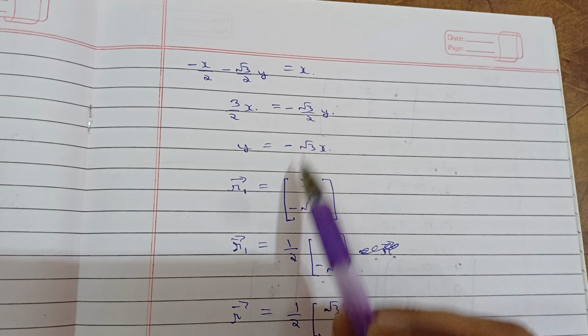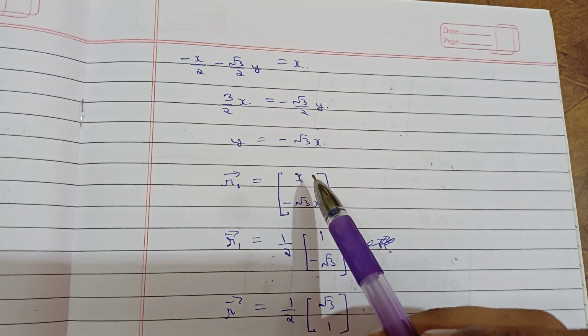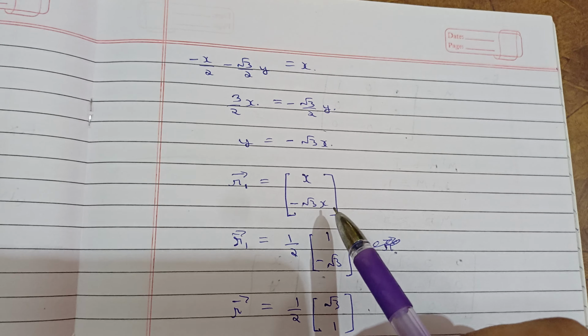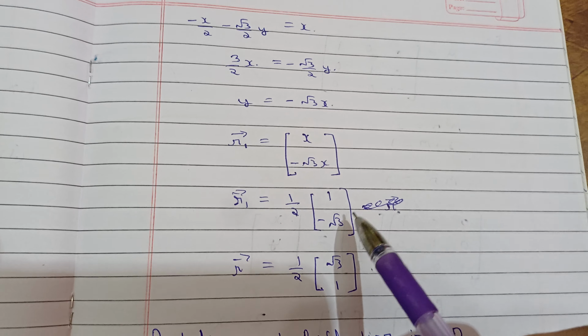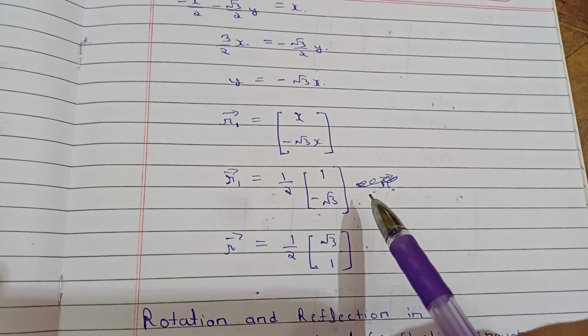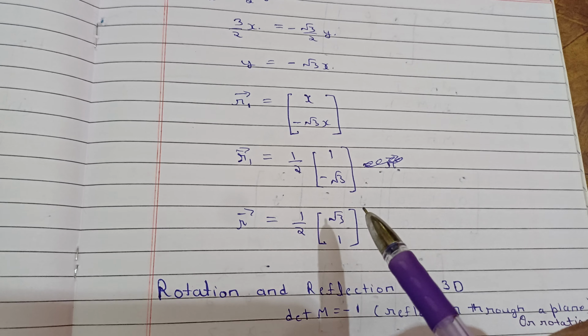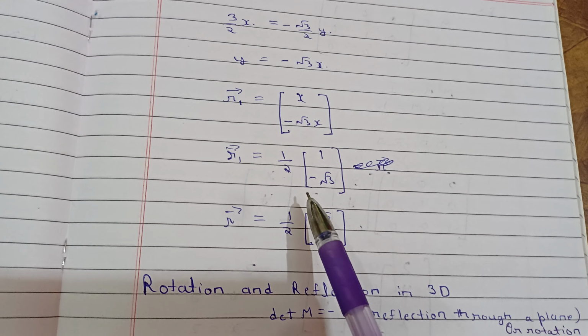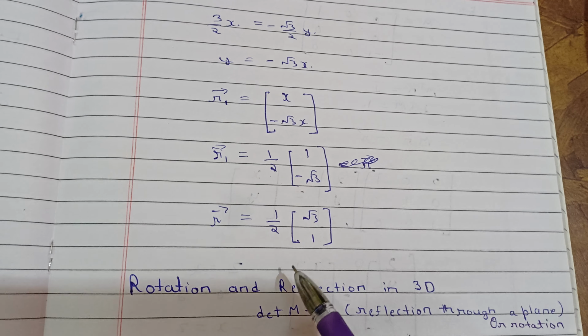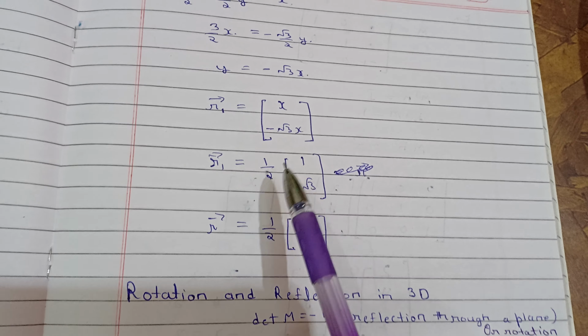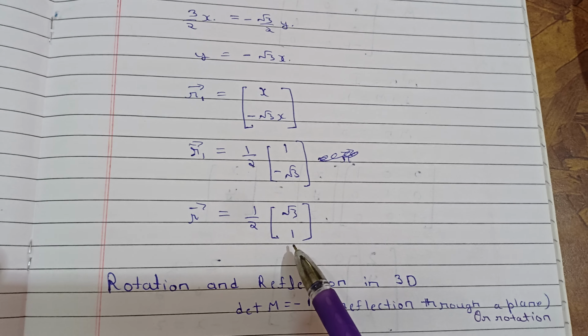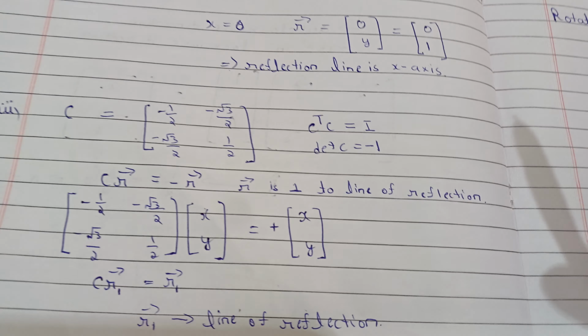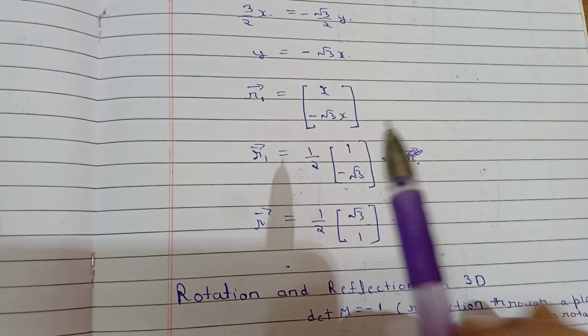So after solving this, we will get r1 equal to x minus root 3 x. So we'll get this as the reflection line. Now after normalizing, we will get 1 by 2 times (1, minus root 3). So this is our reflection line. Now you can find the perpendicular line also, you know how to find the perpendicular to a vector. So that will be this. So this is the reflection line, the r1. You can find it like this.